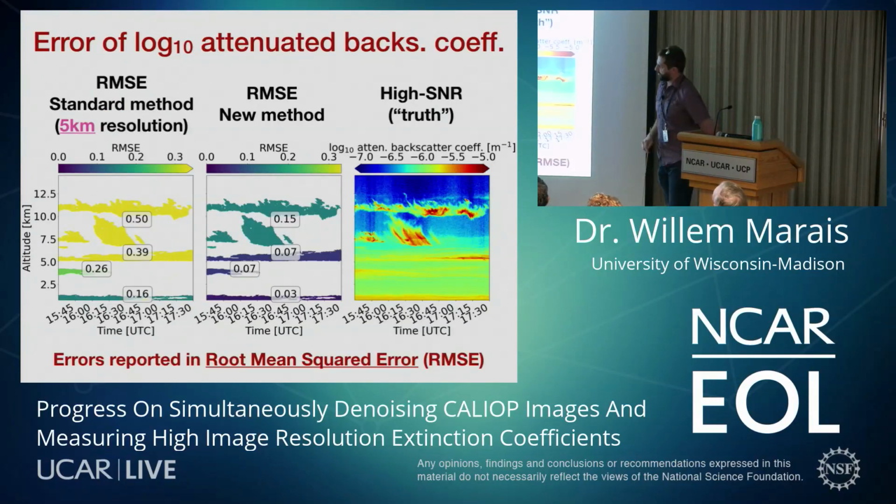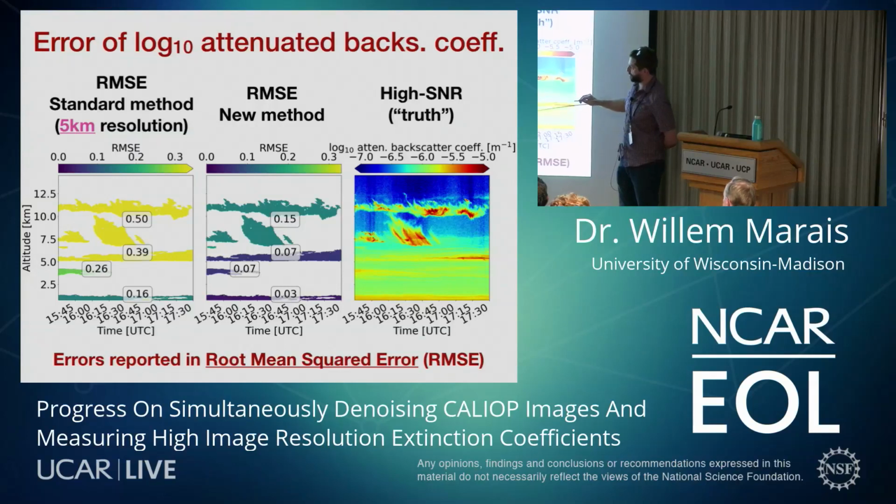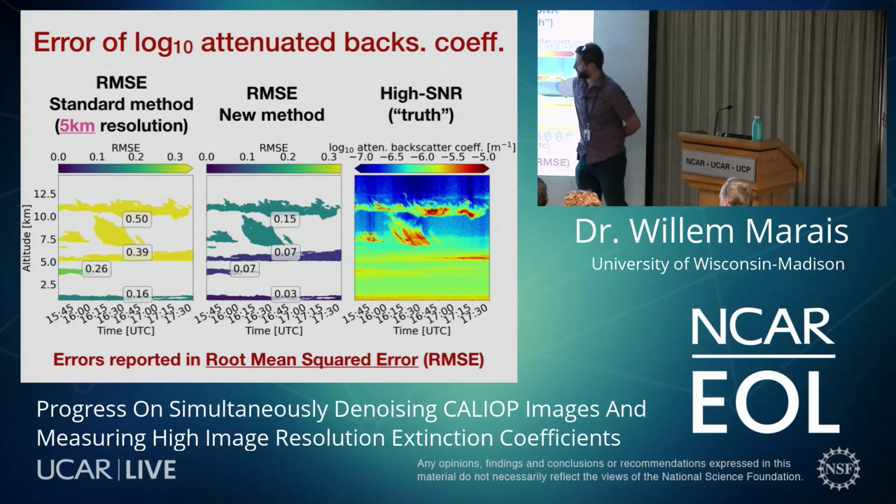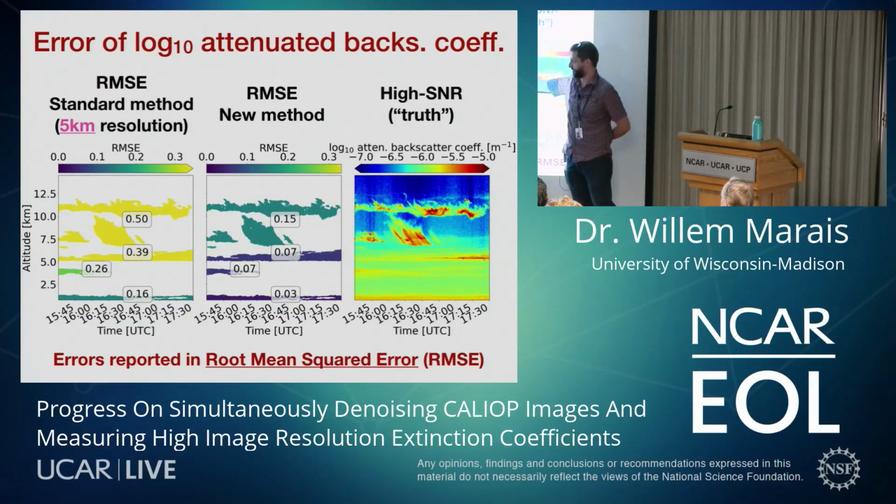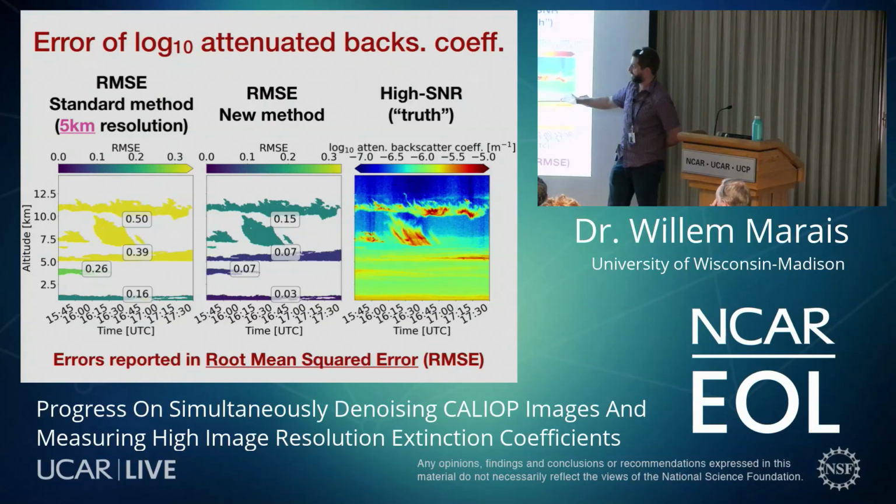Just to further quantify the errors, I identified specific features, like this upper layer cirrus cloud, lower cirrus cloud layers, and the aerosol layers. And I computed the root mean square error for the attenuated backscatter coefficient for all these layers. With the standard method, where the horizontal resolution is 5 kilometers, the root mean square error is like 0.5 for the high altitude cirrus cloud. With the new methodology it is 0.15.